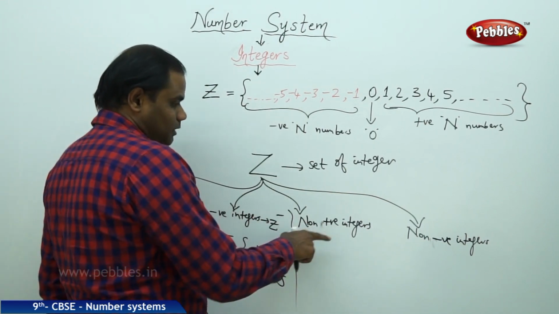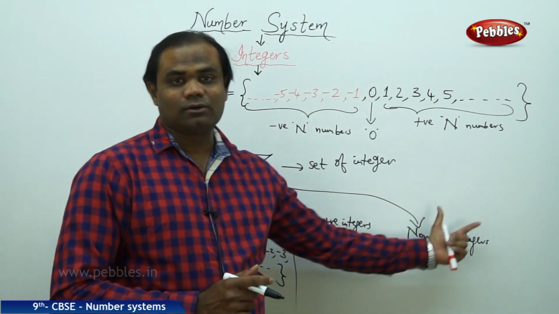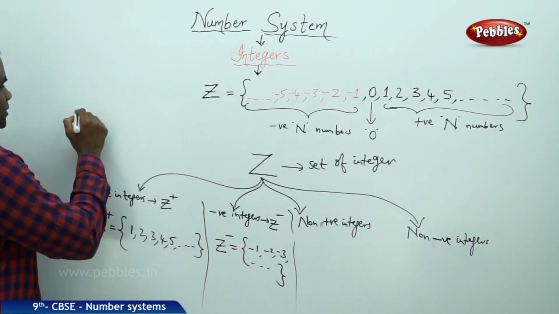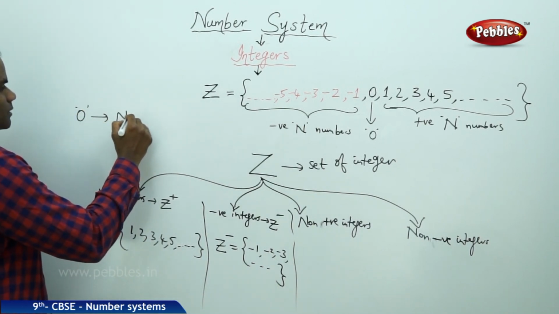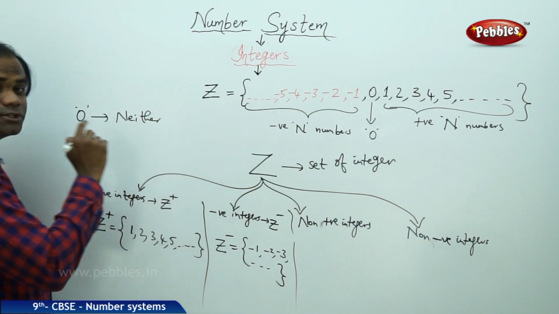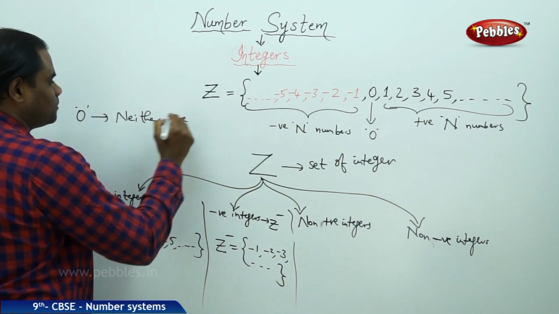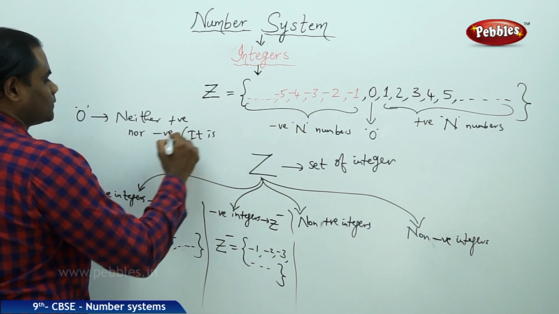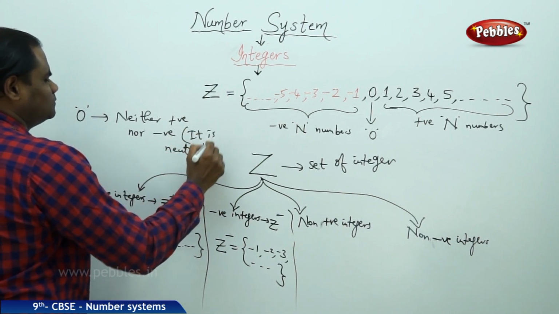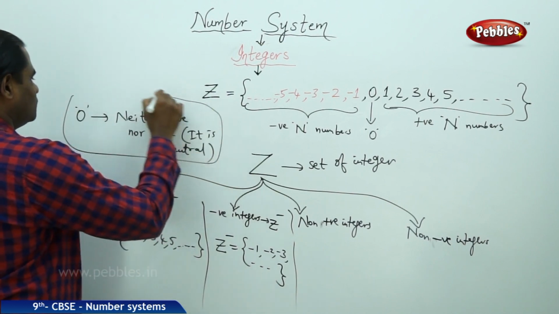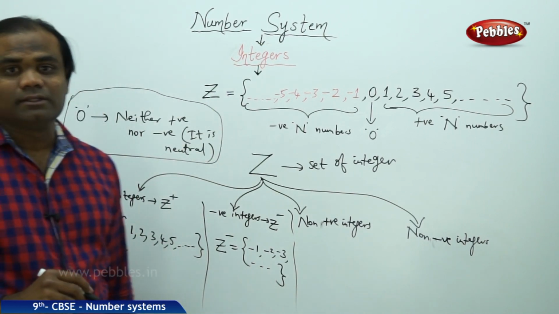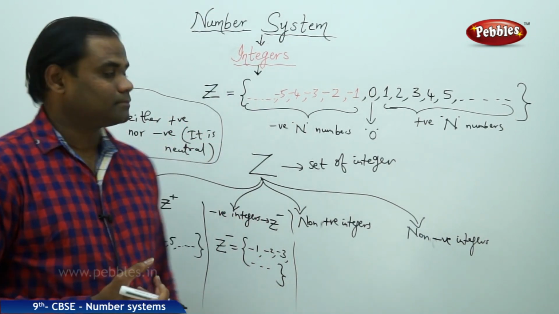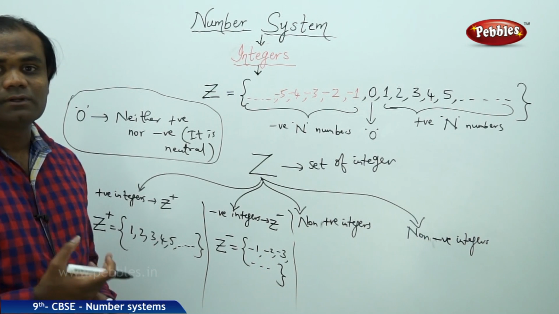Now, before we come into classification of non-positive and non-negative integers, let's make a very important note that 0 is neither positive nor negative. It is neutral. That is how I understand the importance of 0 in the branch of numerals. So 0 is neither positive nor negative.